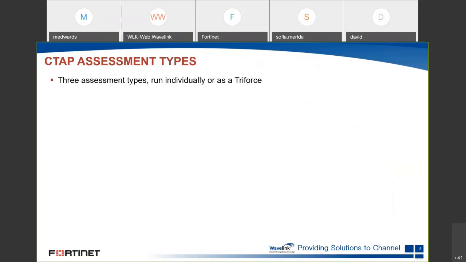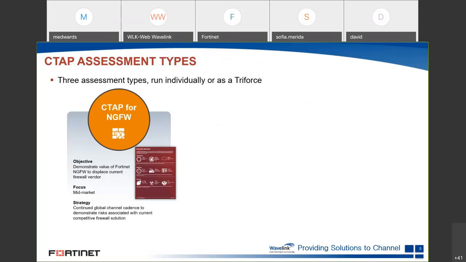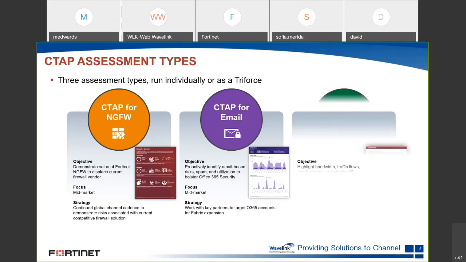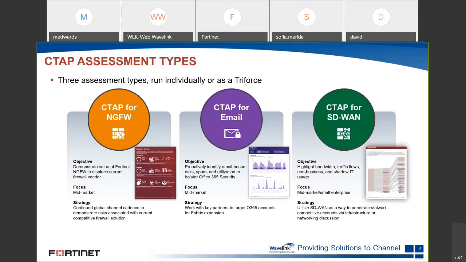So what I want to do is give you a little bit more information on the 3 types of CTAPs. There's Nextgen Firewall, email, and SD-WAN. They're all sort of similar. A lot of them output the same statistics, which is why you can run all 3. But when you give the report to your prospect, you might want to drill down on exactly what they're looking for.